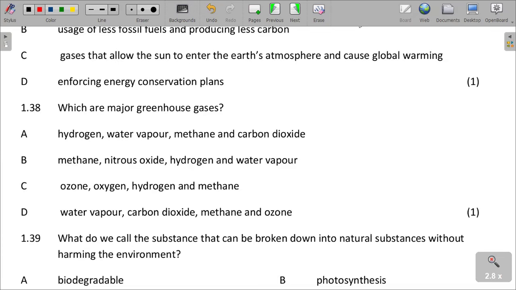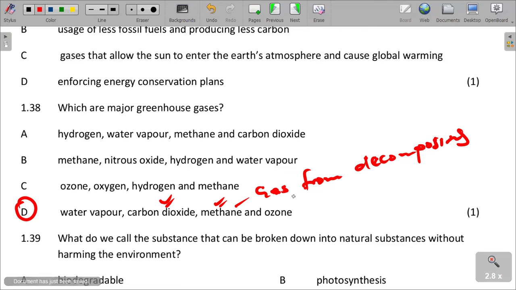understand is that we can also talk about carbon dioxide, methane, ozone, and water vapor, methane, nitrous oxide, hydrogen, and water vapor. So our answer is what? D, carbon dioxide, methane. This is gas that is coming from decomposing organic matter.